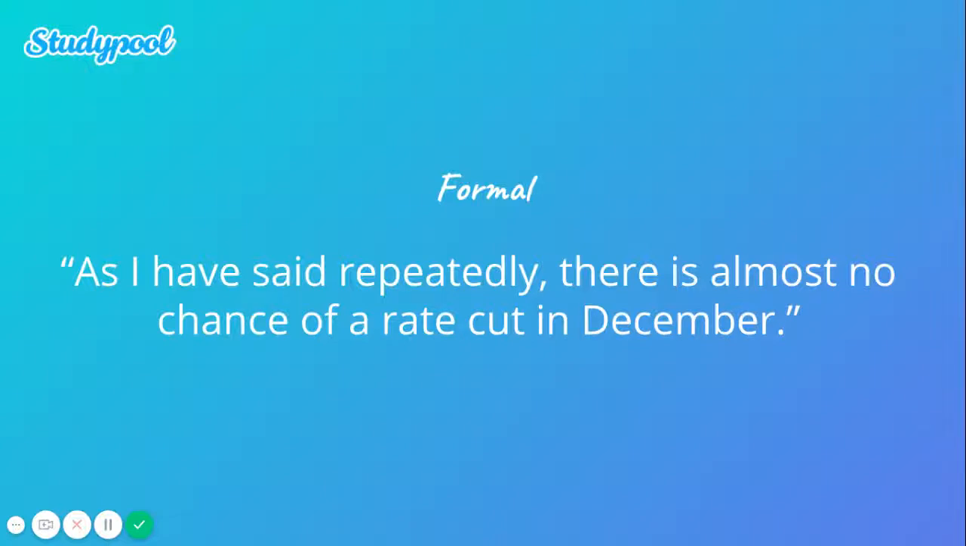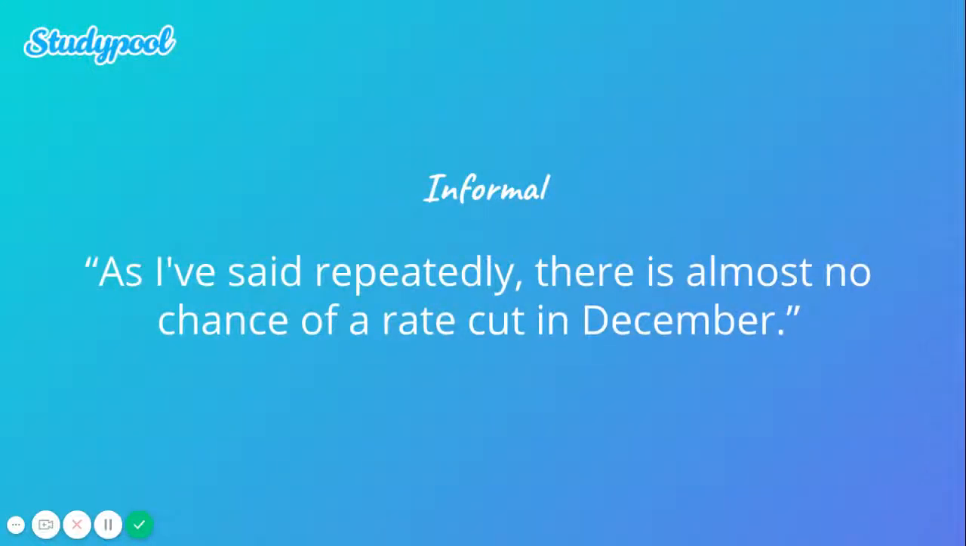As I have said repeatedly, there is almost no chance of a rate cut in December. As you can see and hear, there are no apostrophes present at all. Here we have used an apostrophe to bring two words together. In this case, I and have been abbreviated to form I've. As I've said repeatedly, there is almost no chance of a rate cut in December. Using a single contraction doesn't really take away from the academic and professional nature of the sentence.